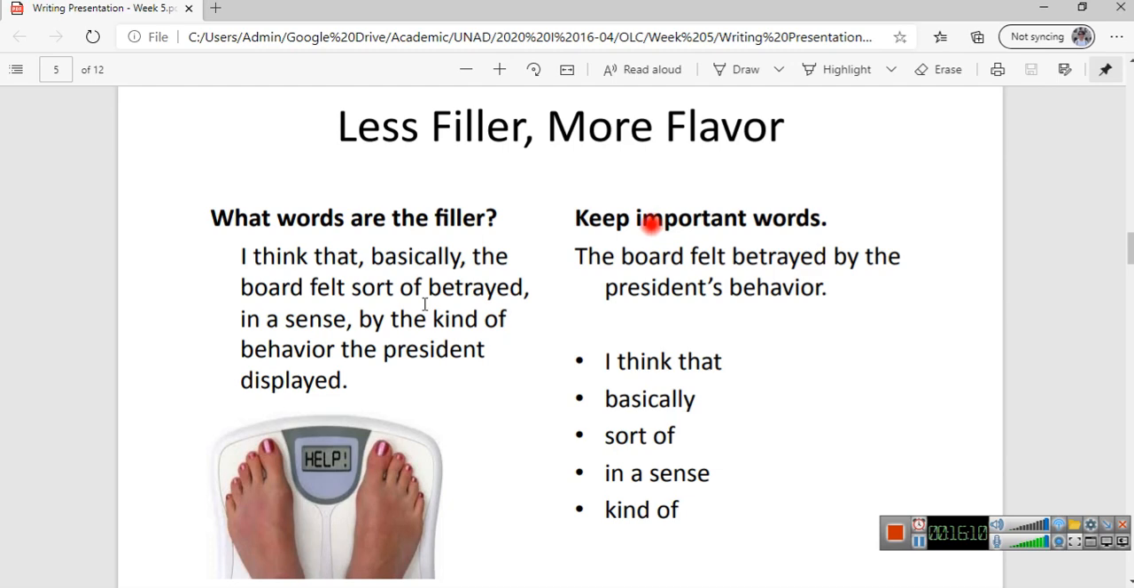Now, right here, we have two sentences that are basically the same sentence. We have, I think that basically the board felt sort of betrayed, in a sense, by the kind of behavior the president displayed. And then we have, the board felt betrayed by the president's behavior. This is exactly the same sentence. However, one has fillers and the other only keeps the most important words. Now, Laura, which of these two do you think has the fillers and which has only the important words?